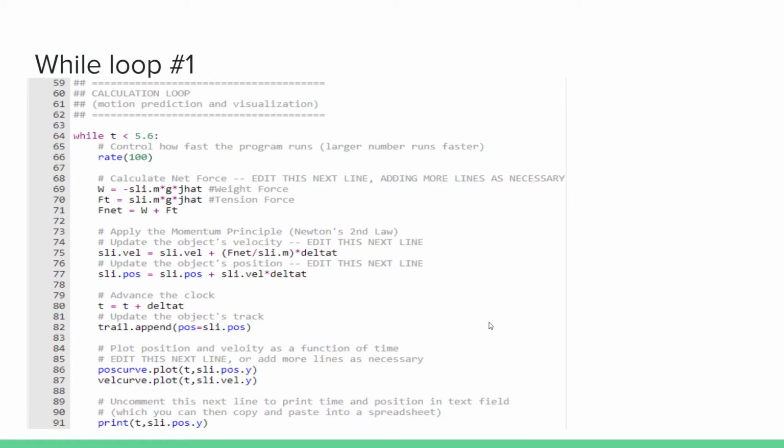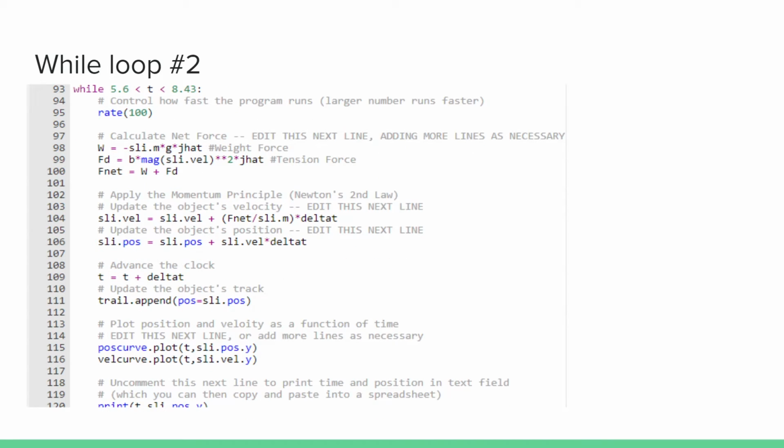The first while loop is for the duration of time the bottom of the slinky stays stationary. In this time frame, which is less than 5.6 seconds, the tension force and gravitational force are the only forces contributing to the net force, and are equal in magnitude. The velocity and position update formulas are applied appropriately using the slinky's mass, g, and unit direction, and the code below the formulas plot the position versus time data.